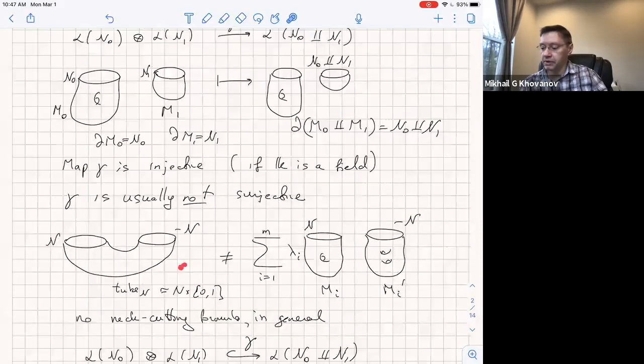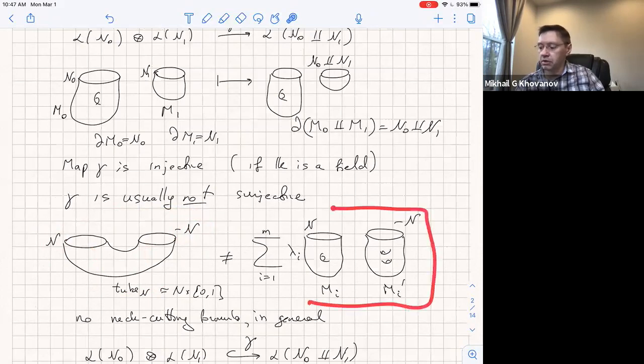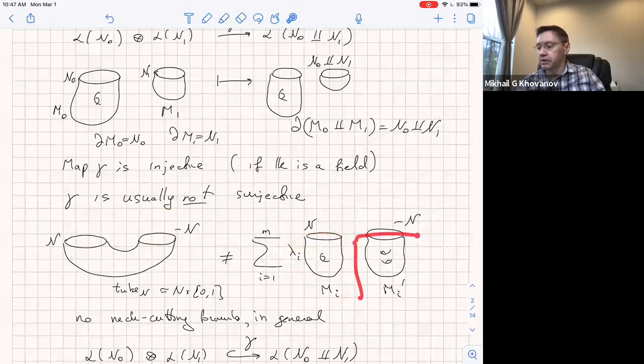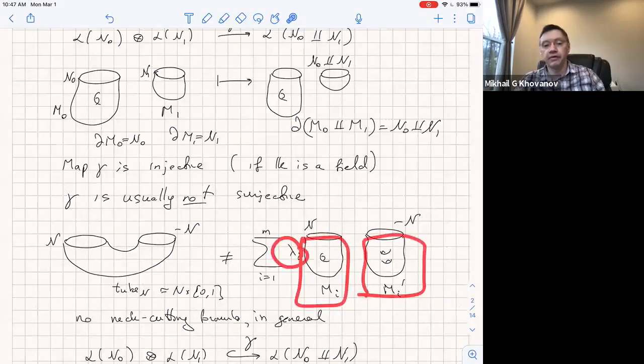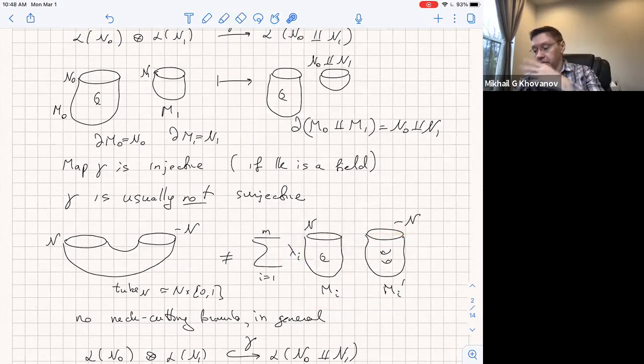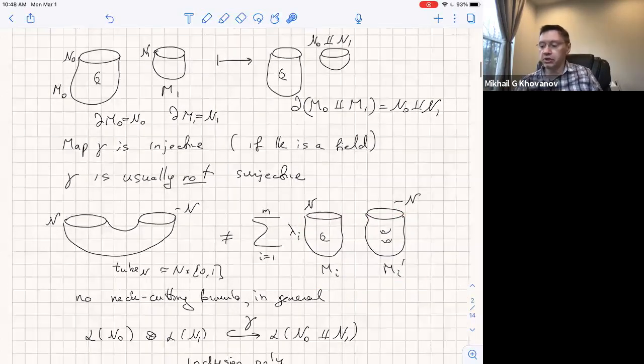And again, why is it not a TQFT? Because if you have n and minus n, you can create this tube, which is just a direct product of n with the interval, turned and bent so that it creates this cobordism. Usually, this tube is not equal to a linear combination of elements of this form, where you have a separate manifold for n, a manifold for minus n, with some coefficient. And we'll look at examples, there is no such decomposition.